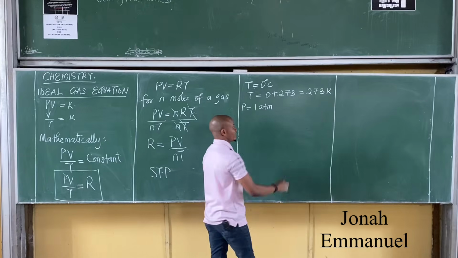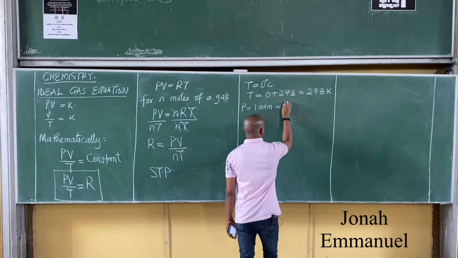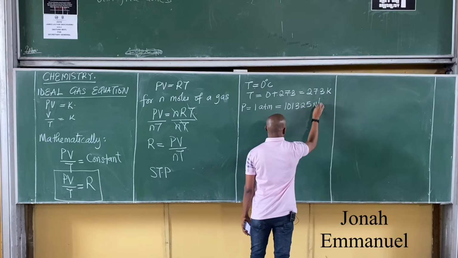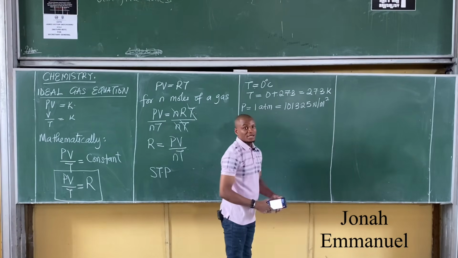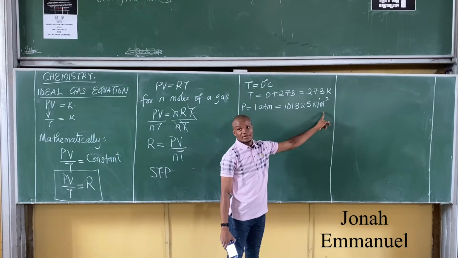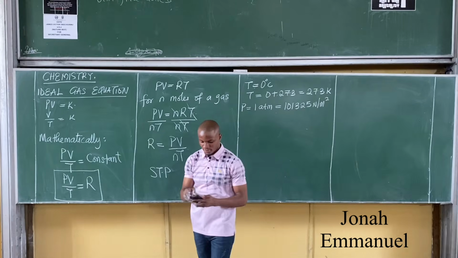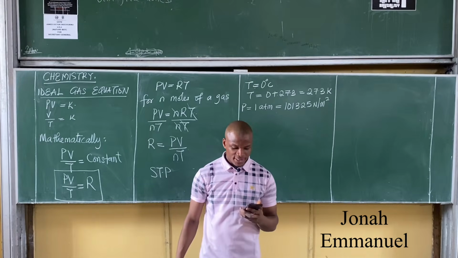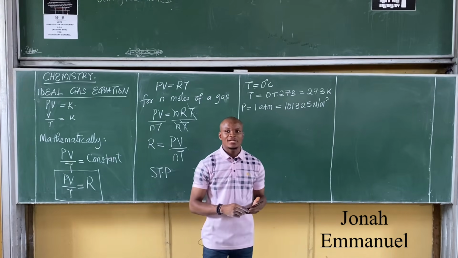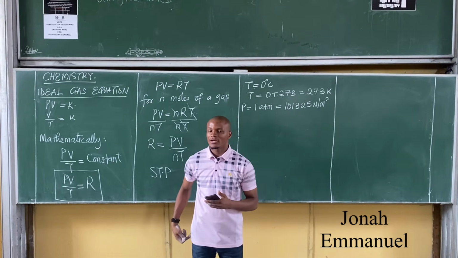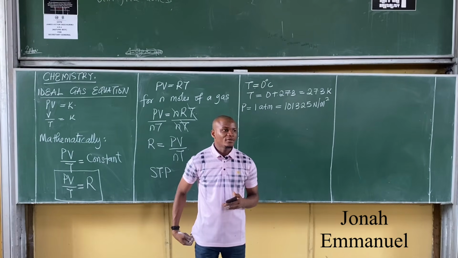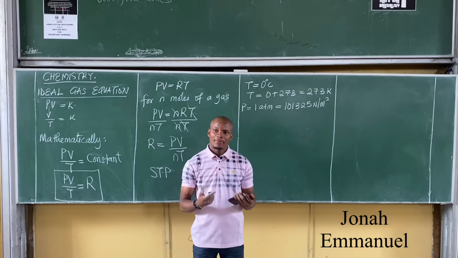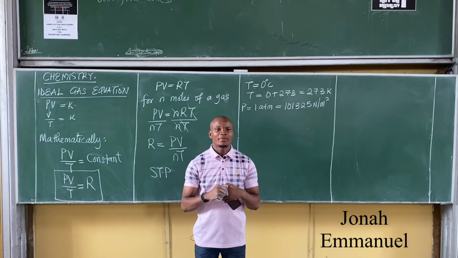What's the value of 1 atmosphere in terms of Pascal? The value is 101,325 Newton per meter square, or Pascal. So we said at STP, T is 0 degrees Celsius, that's 273 Kelvin. At STP, pressure is 1 atmosphere, that's 101,325 Pascal or Newton per meter square.